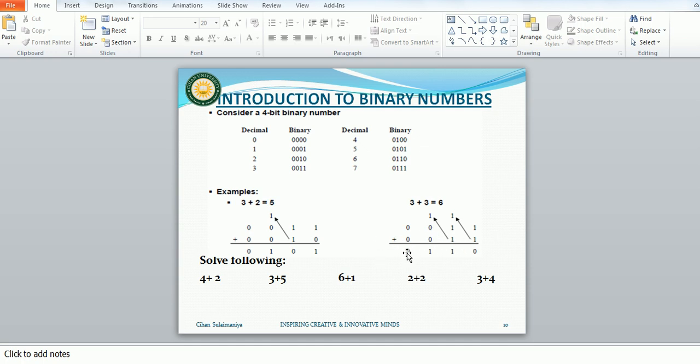If you do addition for that, 1 plus 1 is 2, so 0 with 1 remainder. Then 1 plus 1 plus 1 is 1, and there will be 1 remainder. Then 1 plus 0 is 1, and 0 plus 0 plus 0 is 0. So 0, 1, 1, 0, that's equivalent to 6. So that's for addition. Now let's come to subtraction.